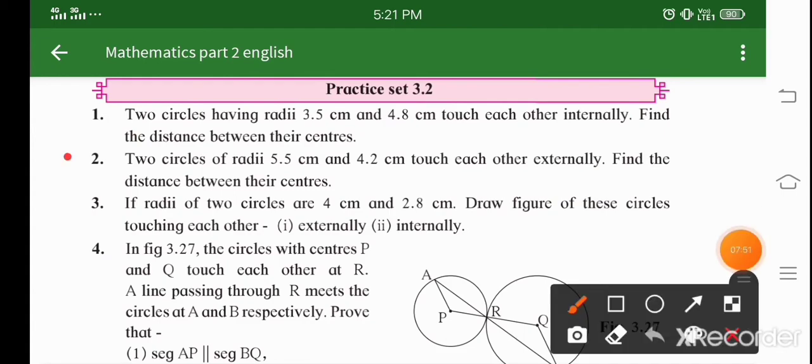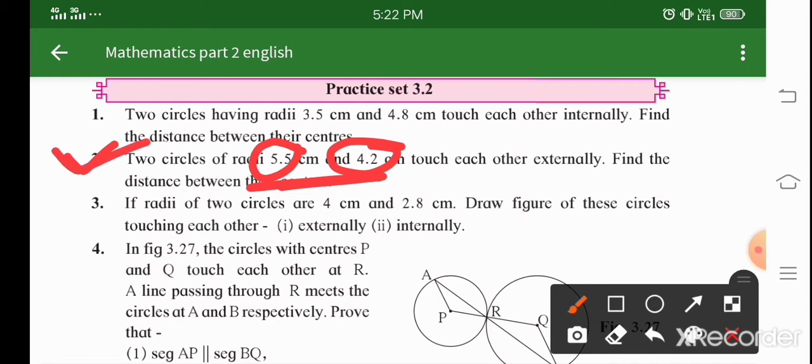See, in question number 2, it is the same as question number 1, but instead of internally they have given externally. So for externally, what we know is that the distance between the centers is equal to the sum of their radii. The radii they have given are 5.5 and 4.2. So just add these numbers, you'll get the answer. I think you are able to solve this question. Just try it yourself. Now we'll do question number 3.